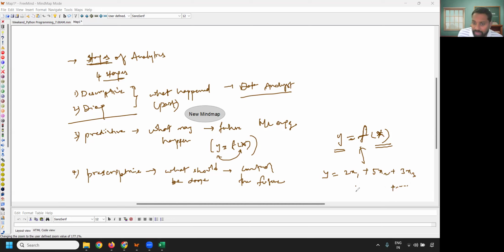Then if I have x1 as some value, 2 times of that is the impact on y. 5 times of x2 is what you are going to get on y. So this is rate of change. The impact of x1 on y is 2, the impact of x2 on y is 5, and so on and so forth. Because I know how much x1, x2, x3 are impacting, I would try to control these inputs, which are x1, x2, x3, so that we get the desired output. So this is your prescriptive analytics, and this is your domain experts' work.